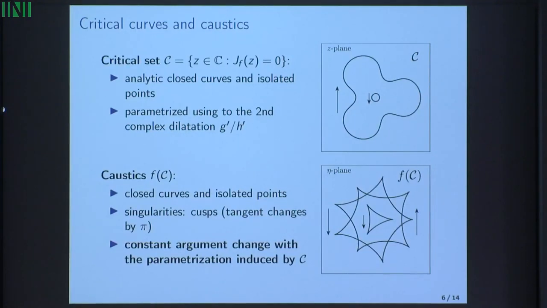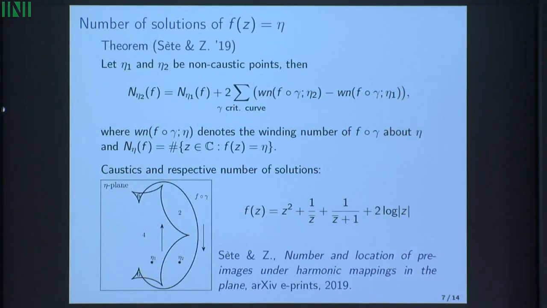This is now very helpful to say something about the number of solutions of an equation with a harmonic mapping. We want to relate the number of solutions for two different right-hand sides. This will be useful for our continuation method. So we have two non-caustic points, eta 1 and eta 2, and now the following theorem. This means the number of solutions with the right-hand side eta 2 is equal to the number of solutions with the right-hand side eta 1 plus 2 times the relative change of the winding number along the caustics about eta 1 and eta 2. This seems somewhat complicated.